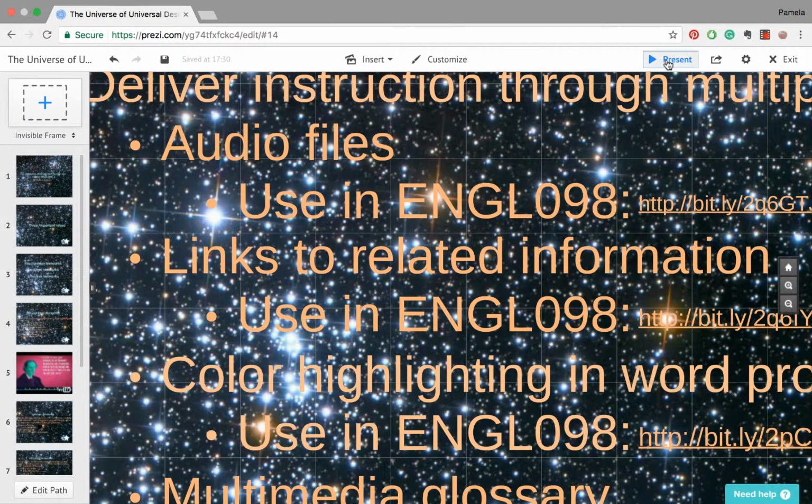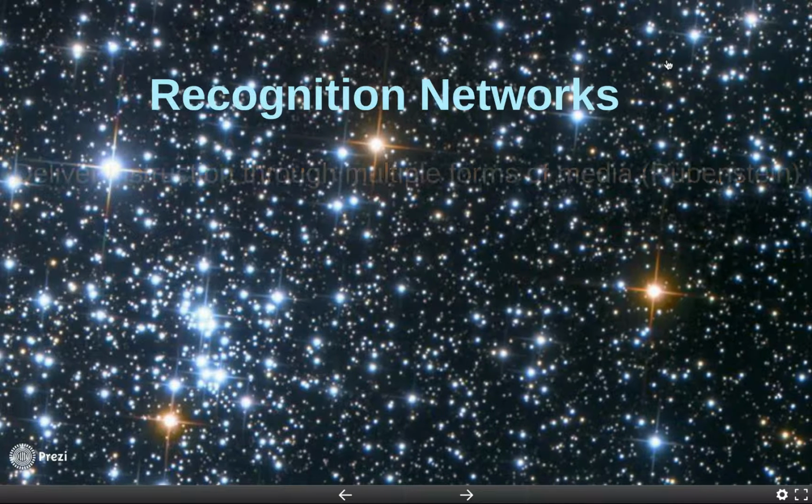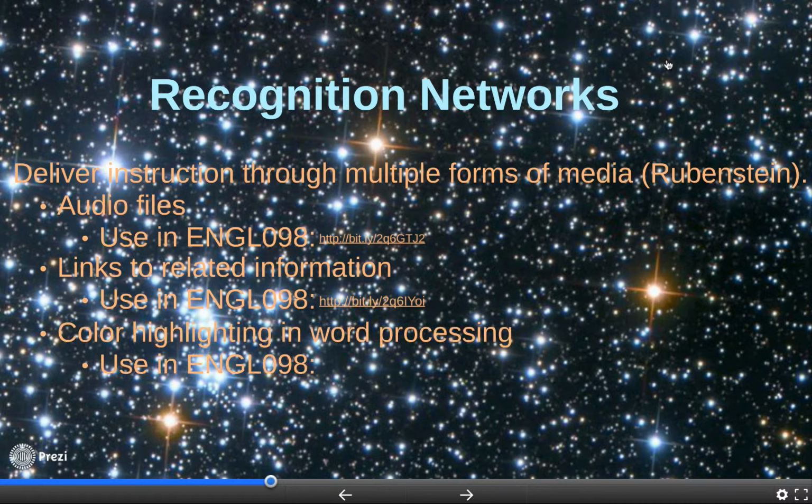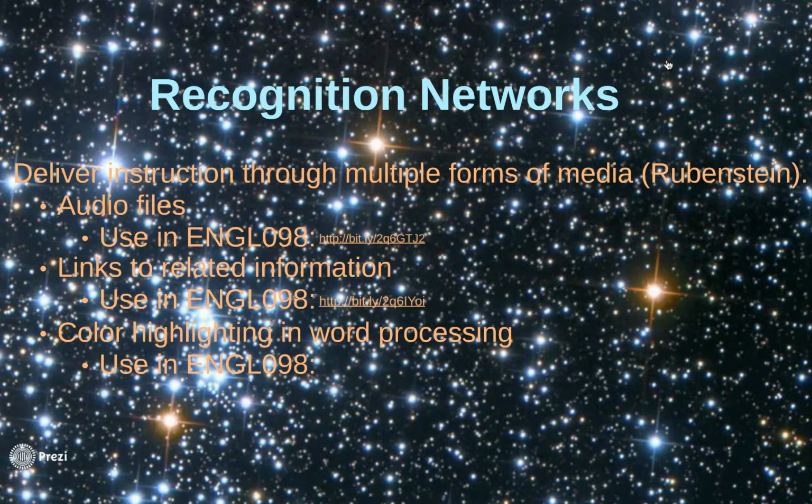The third thing that I do that is part of the recognition networks in my class is color highlighting in word processing. And I do this because a great majority of my students are visual learners. And by color coding things, I can help them access that information in a visual way instead of just saying, oh, well, you need to put your thesis statement at the end of your paragraph. They know by the time they finish my class, at least, but hopefully before then, that thesis statements are always going to be yellow.